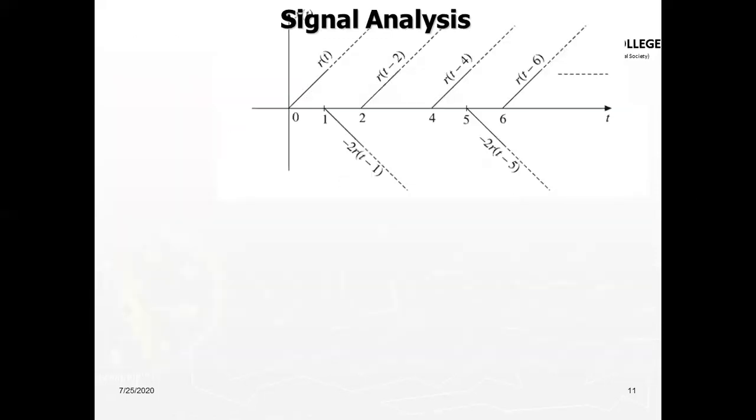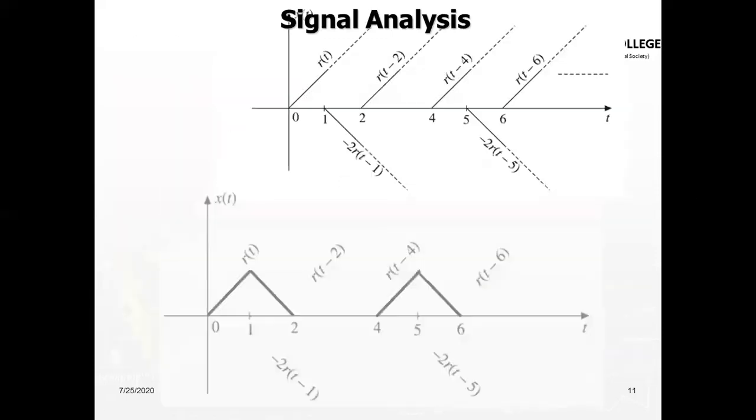When we add up these signals, this is a positive going ramp with a slope of 1. At t equals 1, there is a negative going ramp with a slope of -2. So this slope of +1 and this slope of -2 will give -1, so it will result in a negative going ramp. As we can see, from 0 to 1 time unit, the amplitude has gone up to 1.